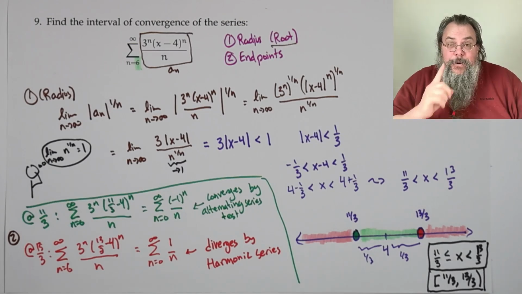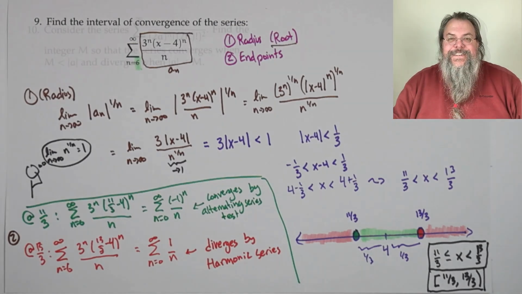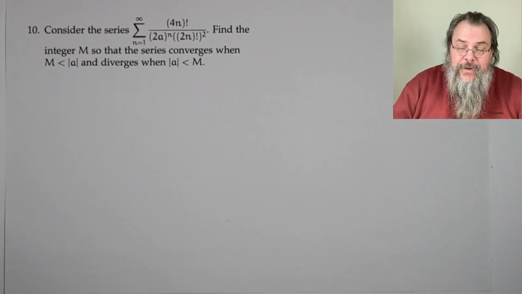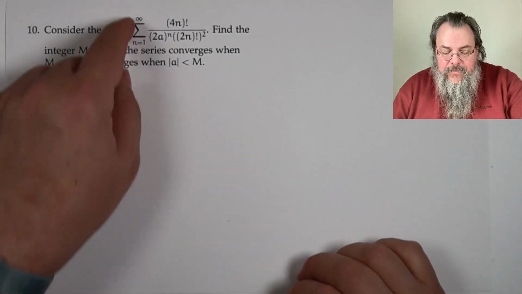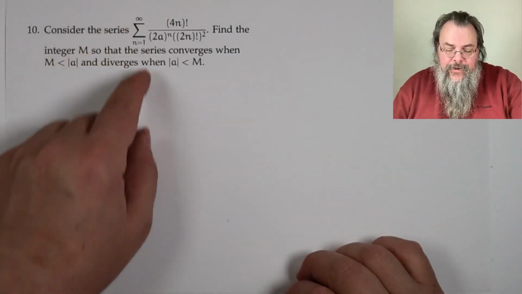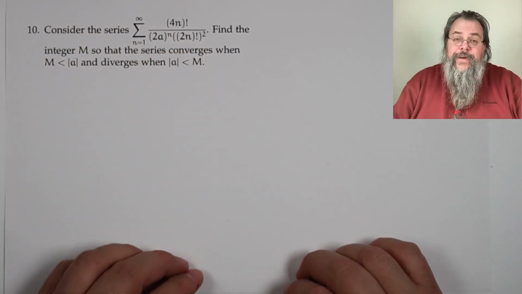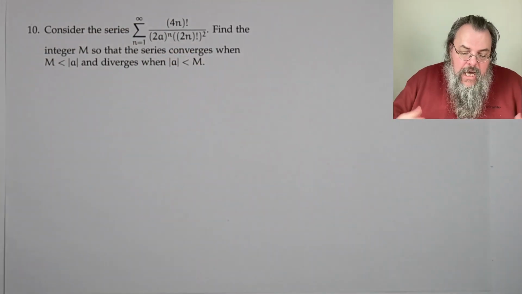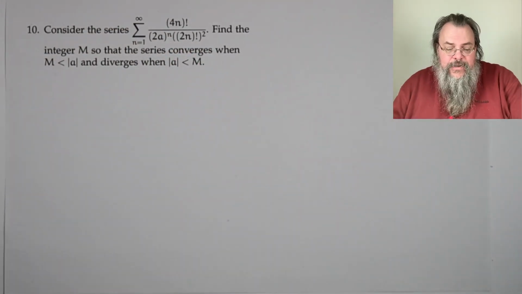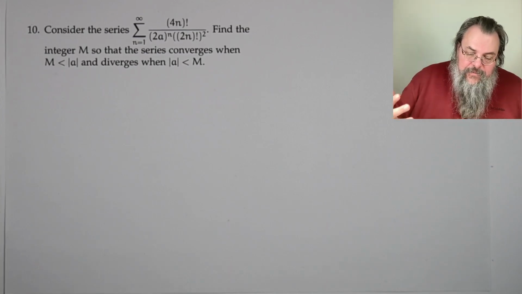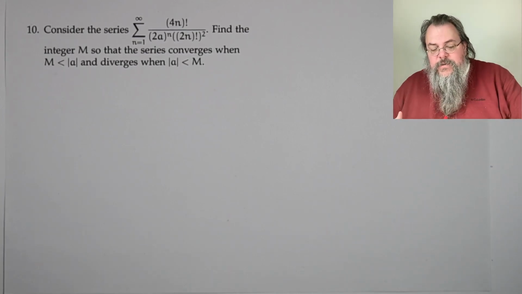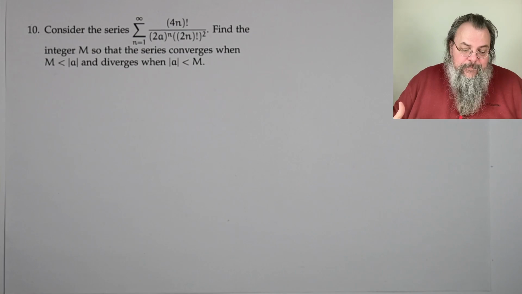All right, one more problem. Let's do it. Consider the series, sum from 1 to infinity, 4n factorial, 2a to the power n, over 2n factorial quantity squared. Find the integer m so that the series converges when m is less than absolute value of a and diverges when absolute value of a is less than m.